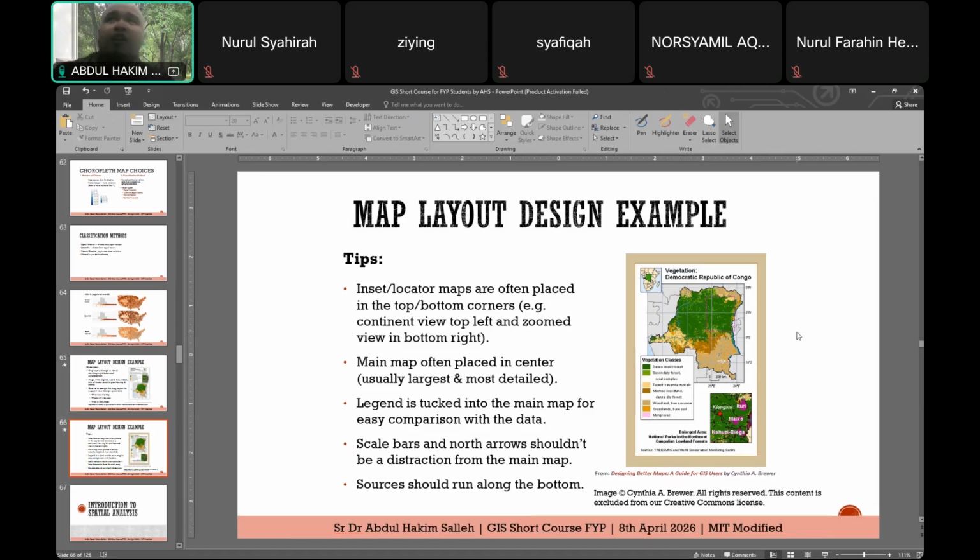Sometimes for a bad map, for example, the map itself is on the farthest right hand side, while the legend is the farthest apart on the left hand side. It will be much more tedious for people to look at the map.